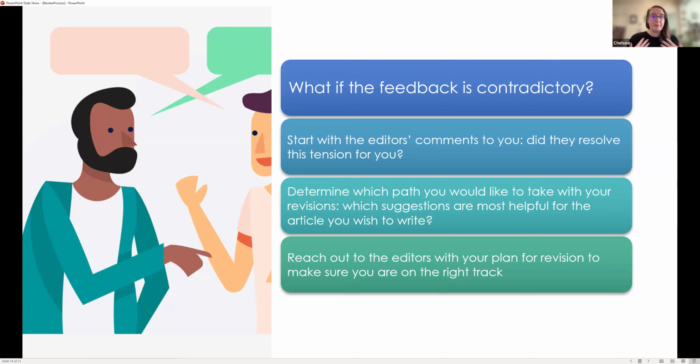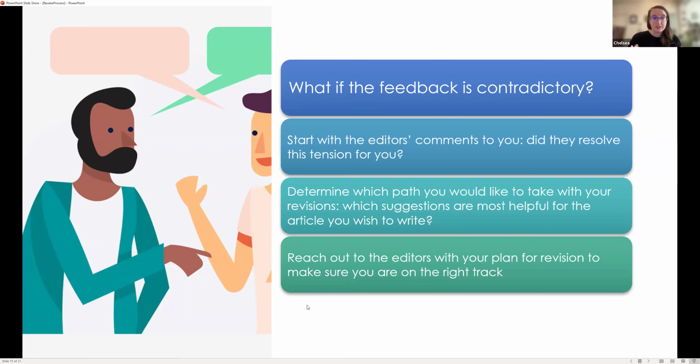What is ultimately the path that you want to take with this? Sometimes you will get revision suggestions that is not how you are trying to argue. It's not what you're trying to argue. So that might tell you that you need to reframe your argument to be clearer. So, what are the suggestions that will help you get to what is your point? What is your end goal?